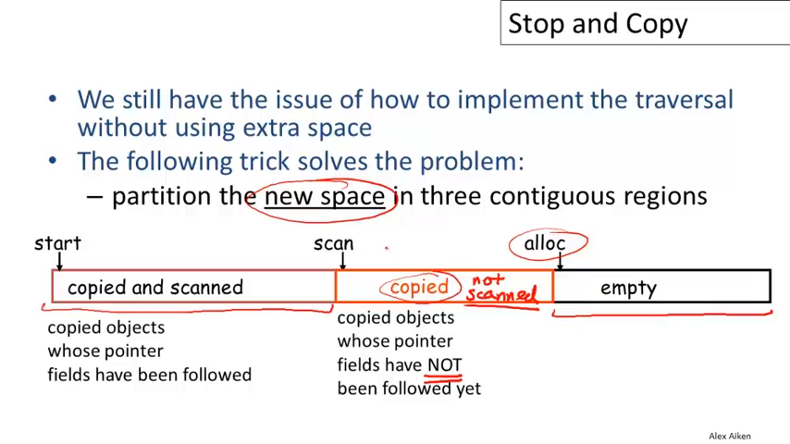And so you can think of this area here, between the scan pointer and the allocation pointer, this is the work list. So these are the objects that still need to be processed. These are the objects that have been copied over but might yet still point to objects that haven't been copied. And so these are the objects where we have to look at their pointers to see whether they point to something that still needs to be copied over to finish the garbage collection.